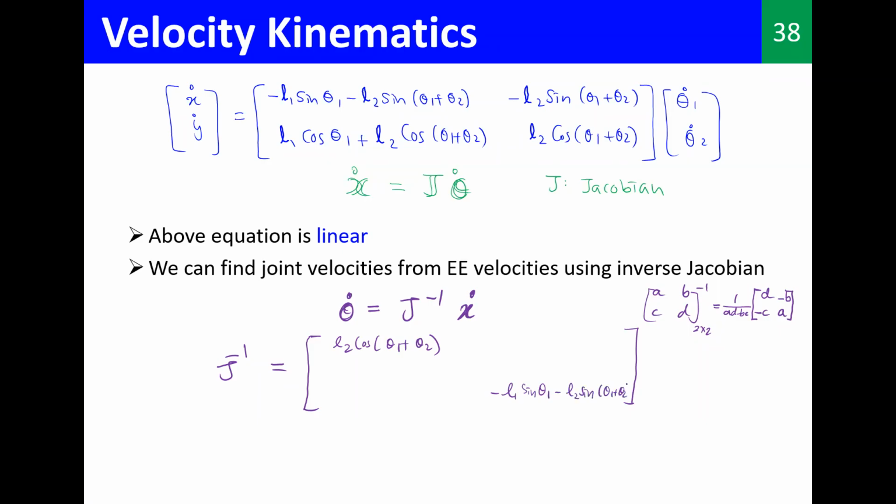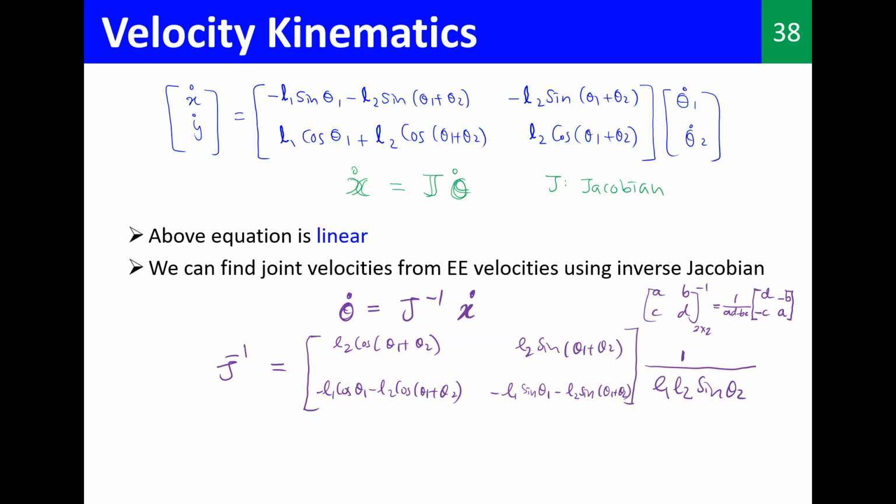So all what you learned so far becomes useful little by little. Here we get the minus of that, and here also we get the minus of that particular element. And we have to divide this by the determinant. So I will maybe write it here. If you find the determinant, you will find that it is equal to L1 plus L2 sine theta 2. So that is our Jacobian inverse.